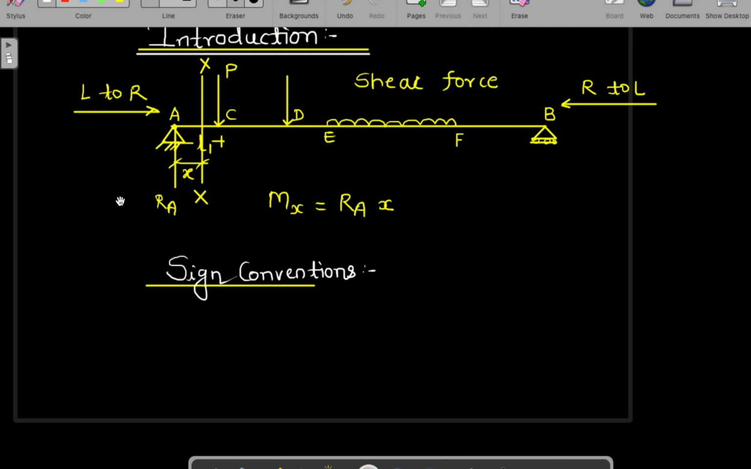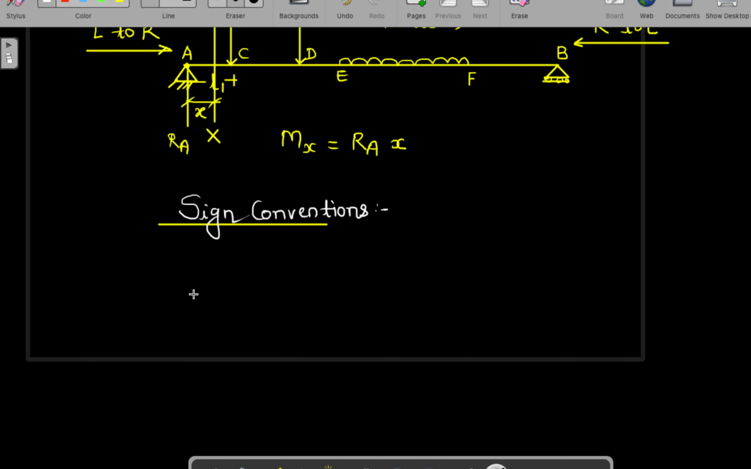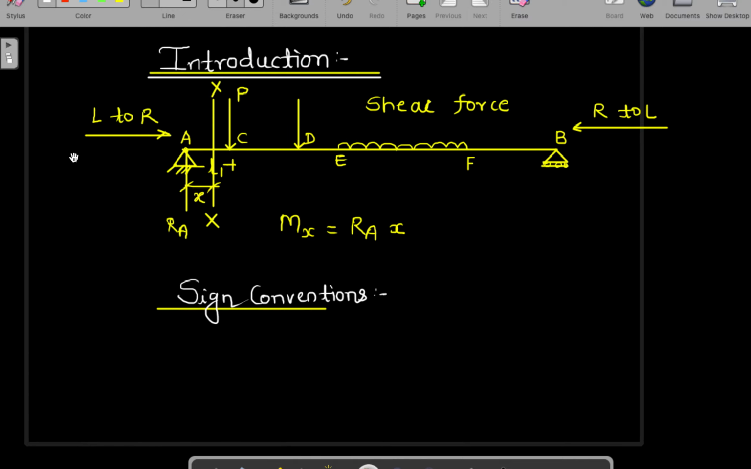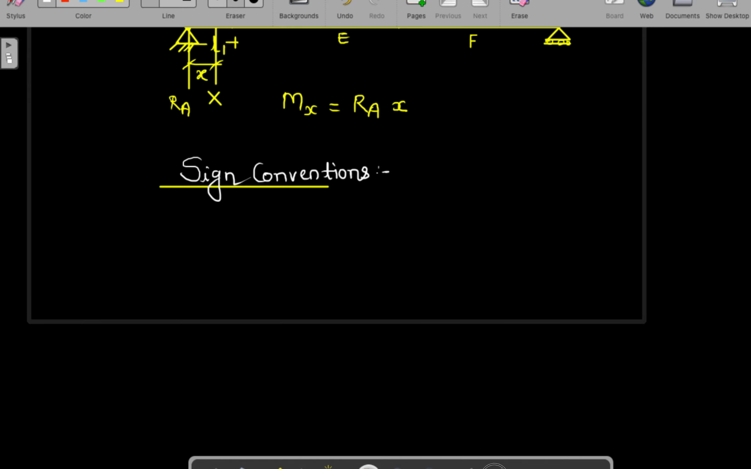Take a beam like this, you know that this is a simply supported beam. Such a beam can be solved from left to right direction or from right to left direction. It's your wish which way you want to solve, but based on that, there are sign conventions.